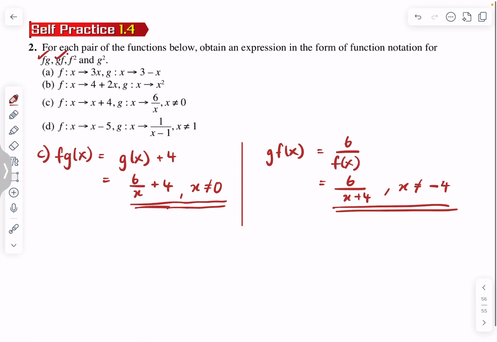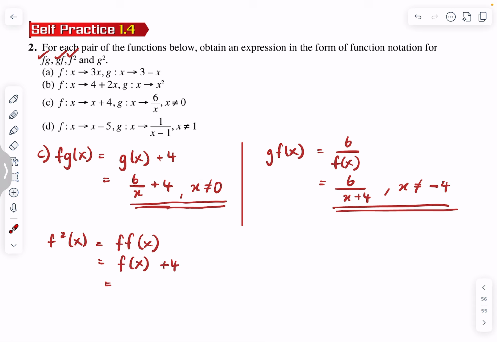Next, f squared. So f squared x is f of f of x. So we know f of x is x plus 4, f of y would be y plus 4, f of g of x would be g of x plus 4, and f of f of x would be f of x plus 4. Then we take the f of x and put it into the f of x. So x plus 4 plus 4, x plus 8.